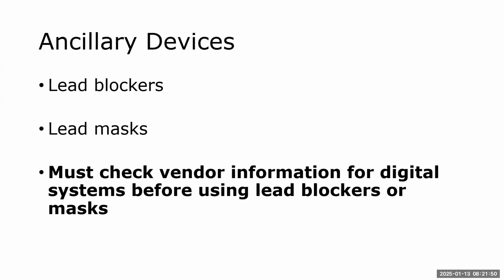But that's just breaking down what happens when you change your beam restriction. Ancillary devices, things like lead blockers and lead masks. You have to check your vendor information for digital systems before using lead blockers or masks. Meaning if you put a lead blocker, and we're going to do this in lab, that's why I have so many activities this week. We're going to put a lead blocker behind the patient.